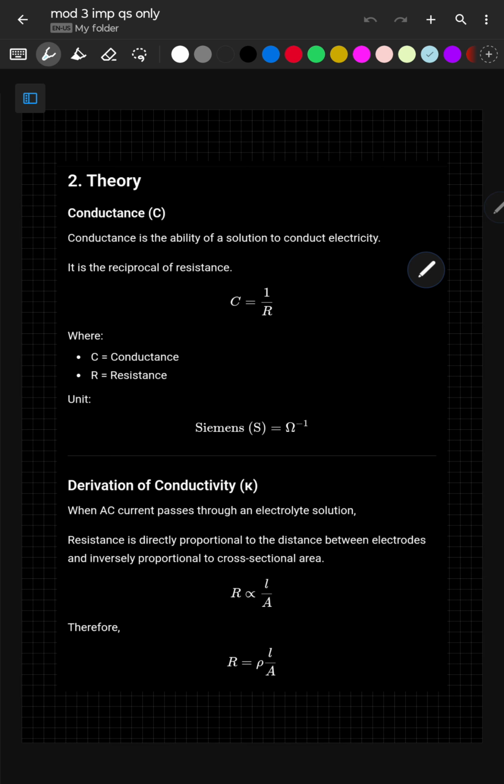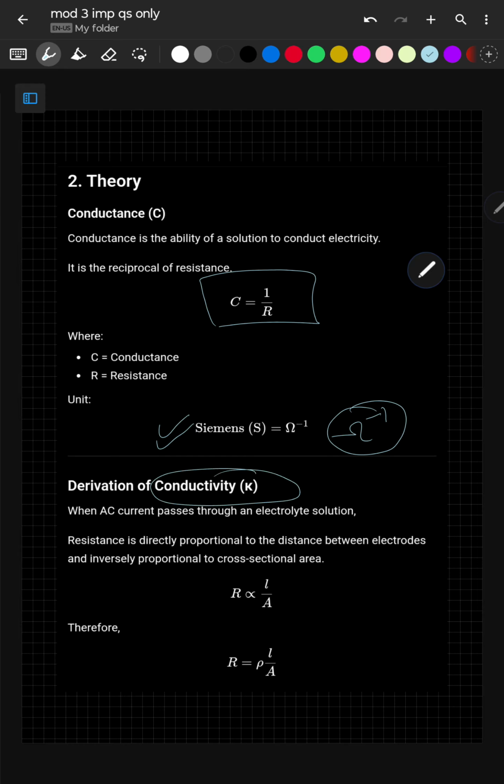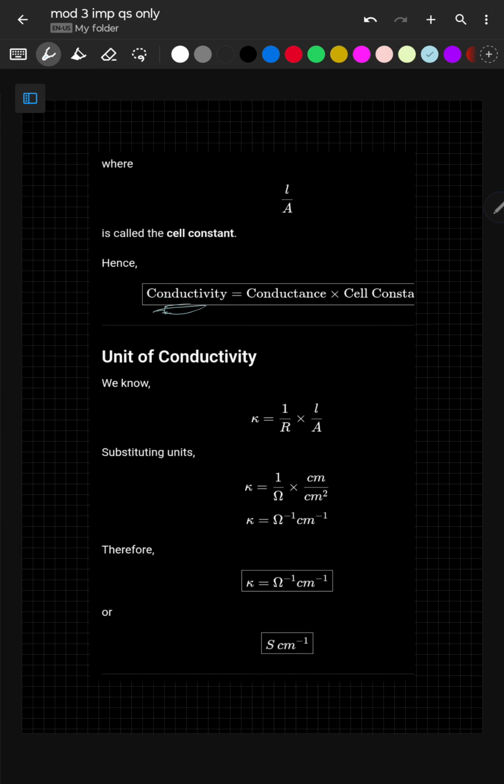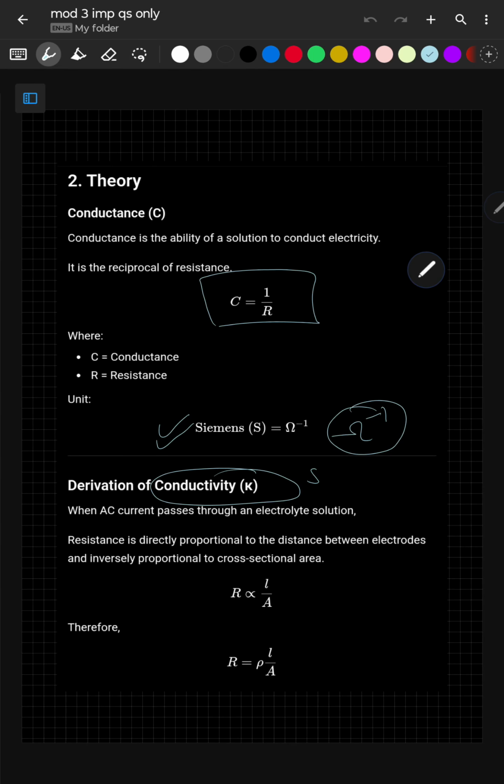Conductance is the ability of a solution to conduct electricity. Conductance is the reciprocal of resistance. This we know. Unit is Siemens. This thing you have to remember, if you know, well and good. Siemens inverse. This much is also clear. Now let's derive conductivity, which is kappa, which is also the specific conductance.